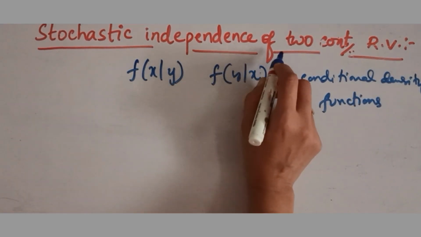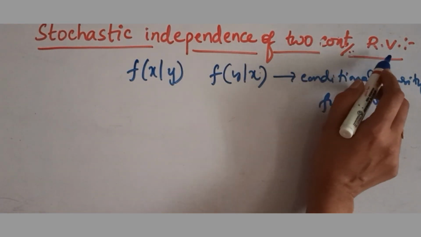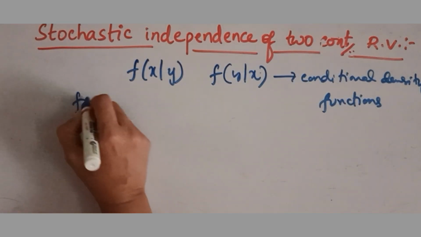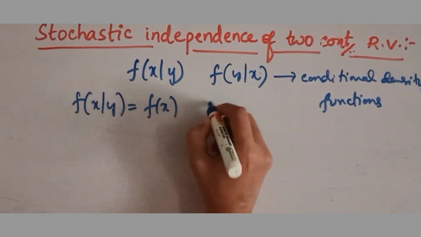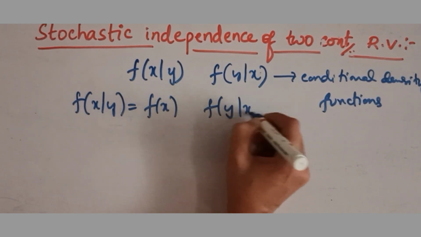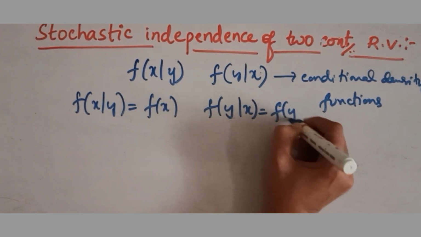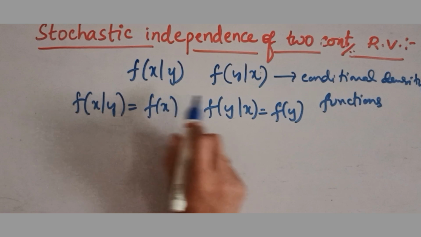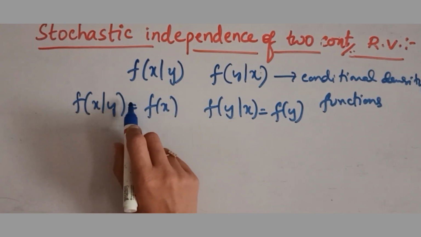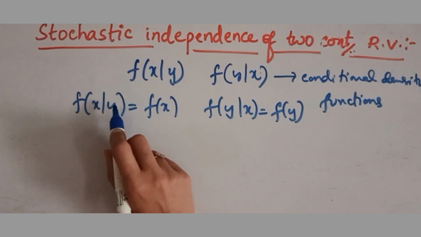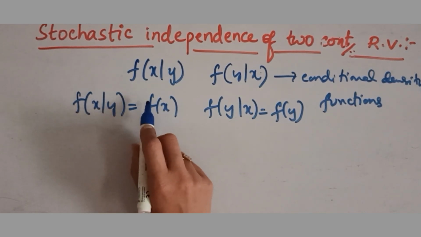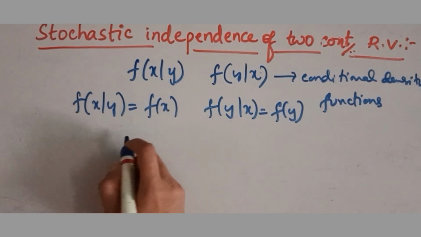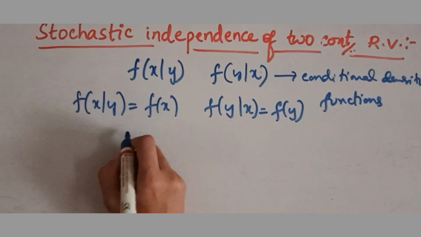Therefore, if two random variables are independent, then f of x given y is the same as f of x, and f of y given x is also the same as f of y. It means one variable will not affect the other continuous variable. Then such variables are said to be stochastically independent.